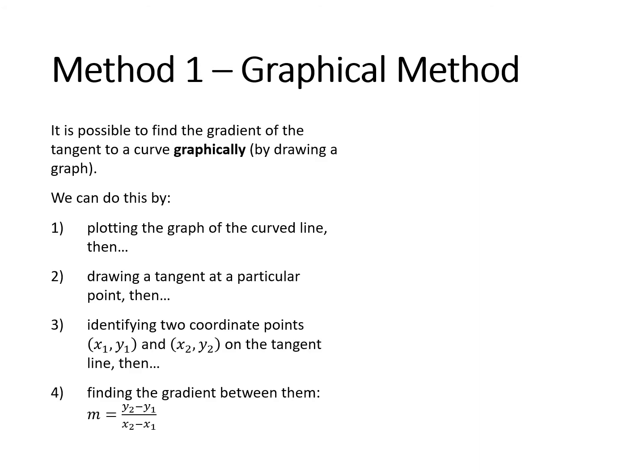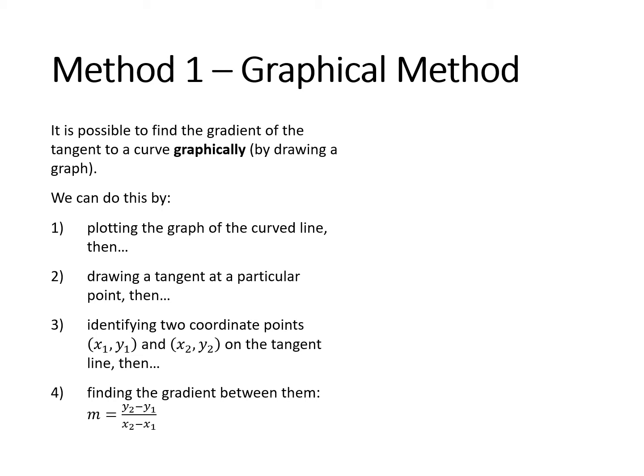Now the graphical method basically says to work it out, we're going to plot the graph. So we have to get some graph paper, or we can use a computer system. We need to plot the graph. Then we need to draw a tangent at the point we want to find the gradient at. Then we've got to identify 2 points on the tangent line. And once we've got those 2 points, we can find the gradient between them.